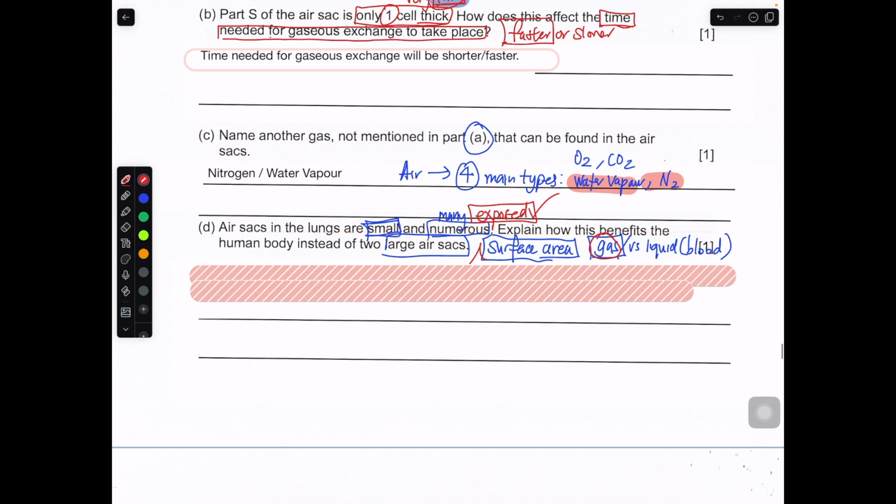But when to use surface area? When it's nothing to do with gas. It could be solid to solid, solid liquid, or liquid liquid.